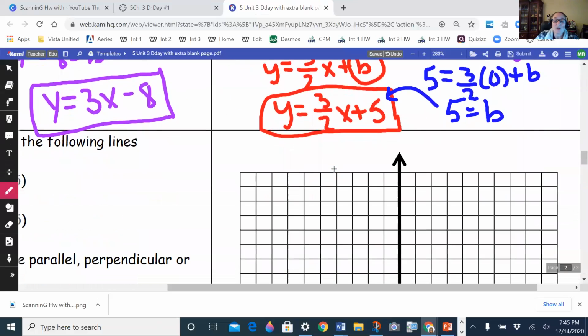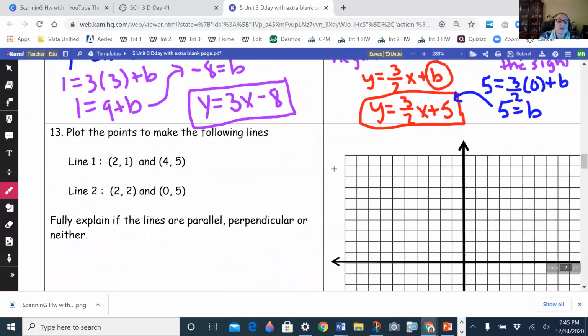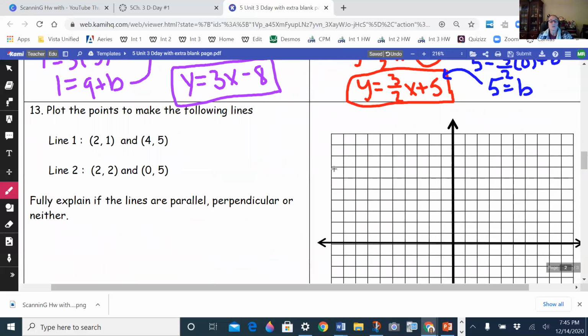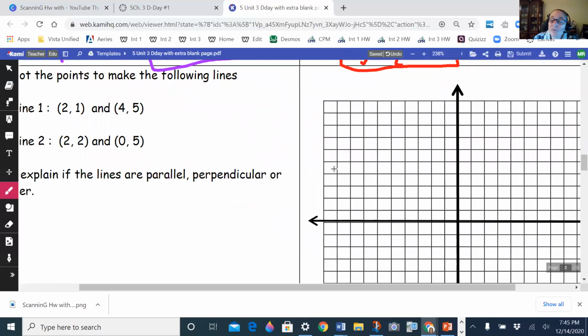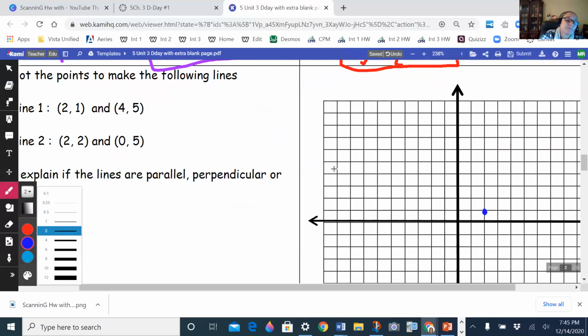Okay, on number 13, they want us to plot the points and make some lines. So I'm going to do this one in blue. So I'm going to go to (2, 1). Let me just kind of zoom in a little. (2, 1). I'm going to get a little fatter pen. So I just put a point. (2, 1), and (4, 5). 1, 2, 3, 4. 1, 2, 3, 4, 5. Then I'm going to connect it.